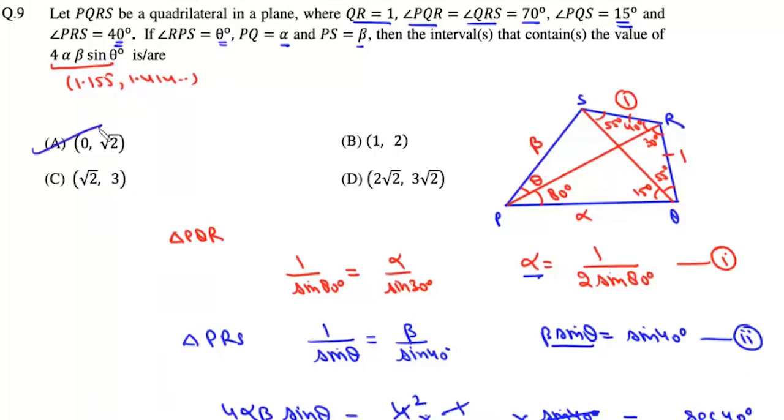So it will lie in this interval A. It will lie between 1 and 2. Now this is root 2 and this is root 2. It doesn't lie here, and 2 root 2 also doesn't lie here. So the correct options are A and B.